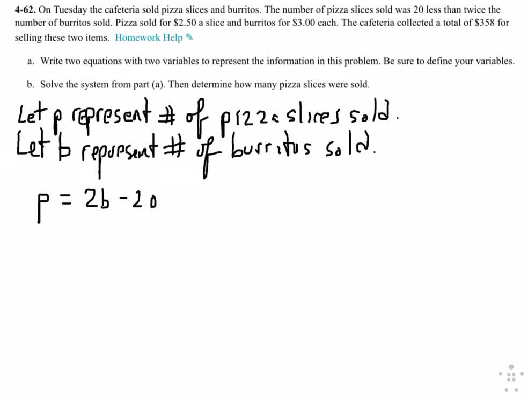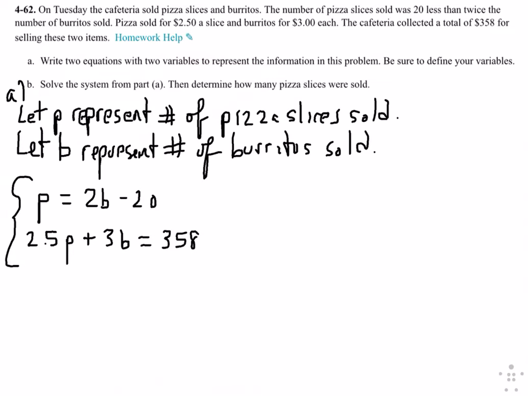And then it says pizza sold for $2.50, burritos sold for $3, the cafeteria collected a total of $358. Okay, so that means 2.5 times the number of slices of pizza plus $3 times the number of burritos comes out to $358. Wow, that's a lot of burritos and pizza slices. Okay, so there's our system. So that's part A, right? A is done, right? And then B, they want us to solve.